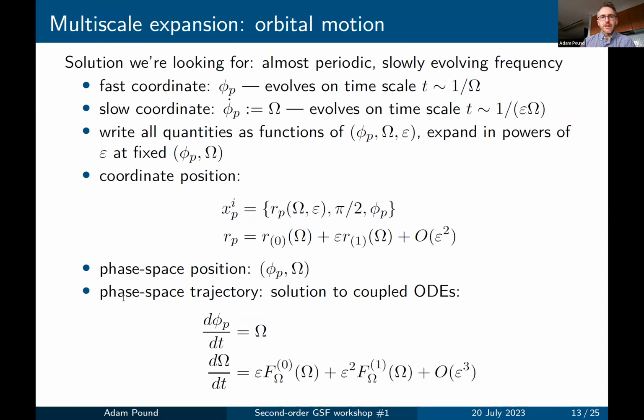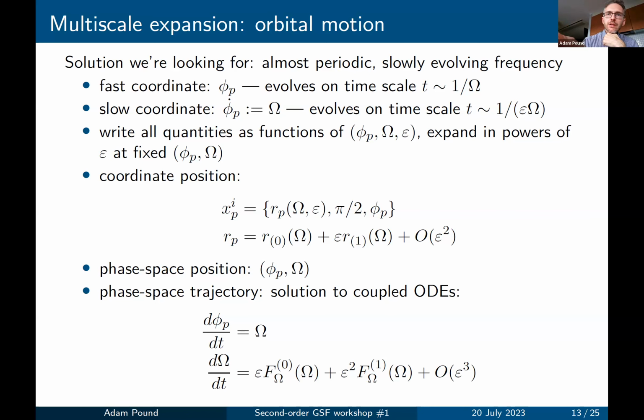And the trajectory through phase space is governed by very simple coupled ODEs. So the d phi p dt, I just said by definition, I'm going to call that omega. So omega is just the only thing on the right-hand side here. There's no corrections. And then d omega dt, so the rate of change of the orbital frequency, we're going to expand that at fixed omega in powers of epsilon. And the fact that we're restricting ourselves to quasi-circular orbits means that there's no dependence on phi p over here. We only have slowly changing functions on the right-hand side. Everything only depends on omega.